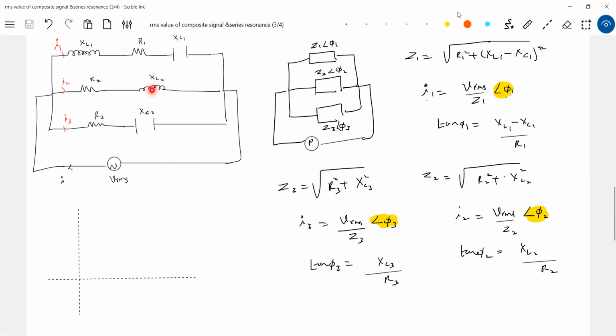So what is this I2? It should lag, no? So I1, I'll show it here. I1, I'm just making a guess. Let it be positive here. Then what about I2? I2 I'll bring it here. And I3 is somewhere here. So again, how to get the resultant current? There are three vectors, you know the angles, everything. So get the resultant current, and that is what I.